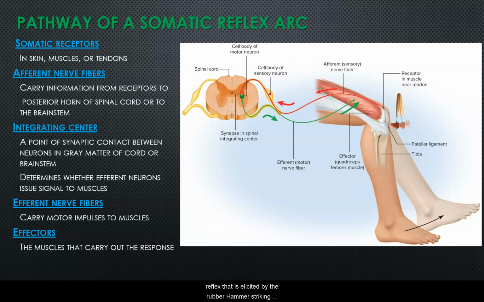A common example of a somatic reflex is the knee jerk reflex that is elicited by the rubber hammer striking against the patellar tendon during a physical exam. When that hammer strikes, it stretches the tendon, which pulls on the quadriceps femoris muscle, and because bones and tendons do not typically pull muscles, the muscle thinks, quote unquote, that it is stretching very rapidly. And the reflex acts to counteract this stretch, and so in doing so, the knee jerks forward.